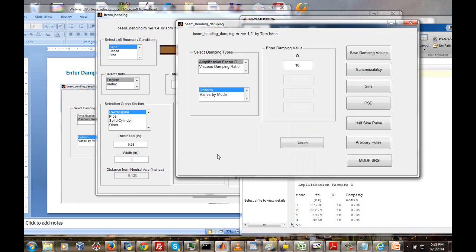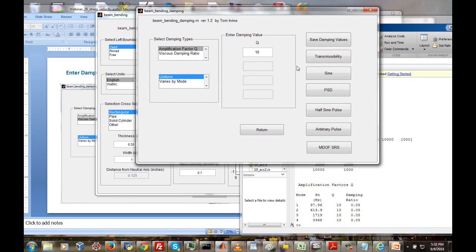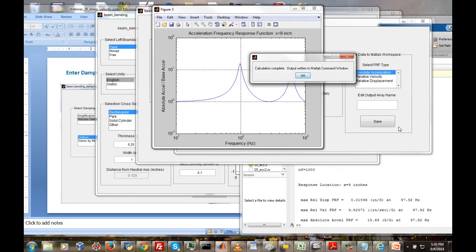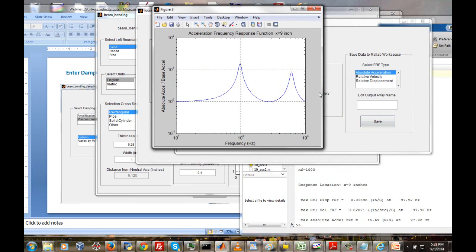It's good to just sort of double check. Just sort of as an aside here, let's take a look at our transmissibility. And if we click on transmissibility, so let's see, let's go from 10 hertz to 1,000 hertz. And we're going to take our response location to be the free end of this beam. So at the free end, it's 9 inches. That's the length from the left boundary, which is the fixed boundary. So let's calculate our transmissibility functions here.